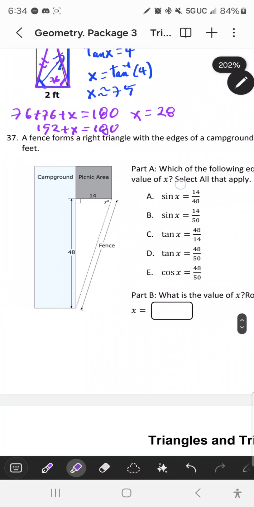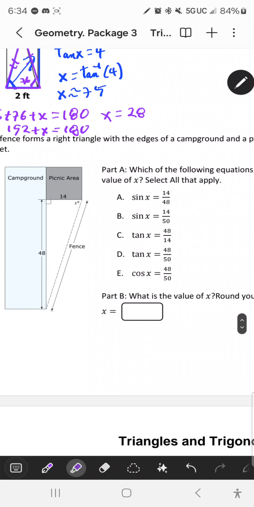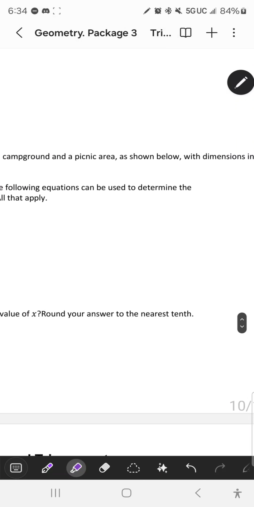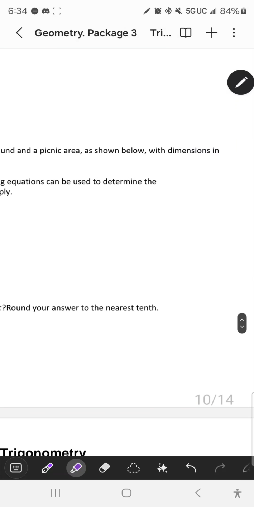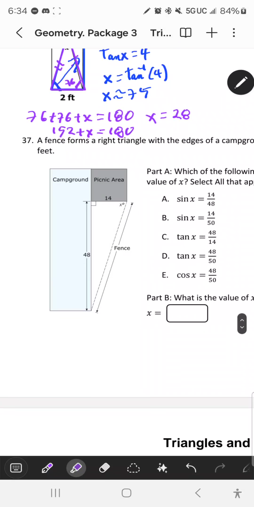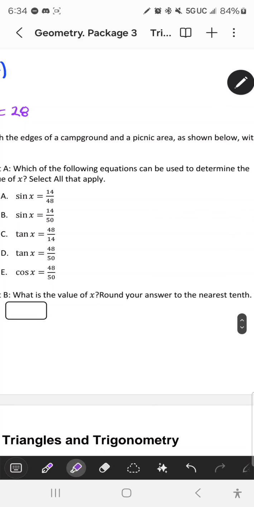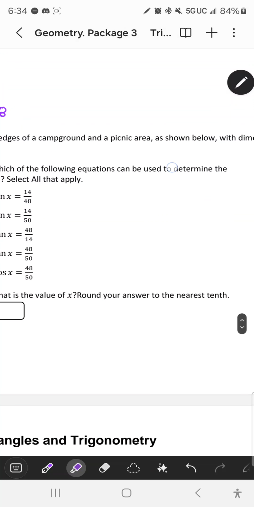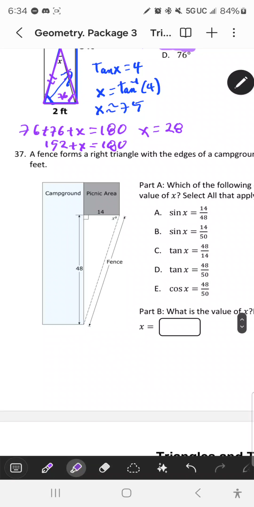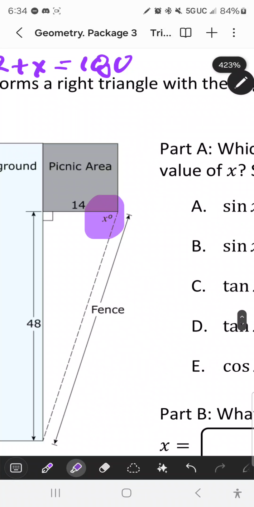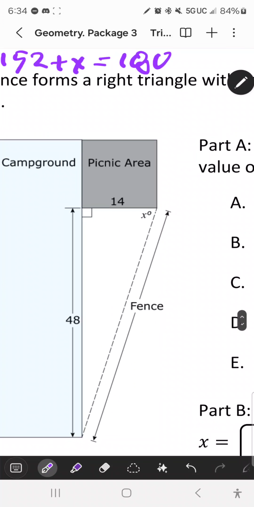Let's see. A fence forms a right triangle with the edge of a campground and a picnic area, as shown below, with dimensions in feet. Okay, part 8. Which of the following equations can be used to determine the value of x? Okay, without looking at the answer, let me look by myself.